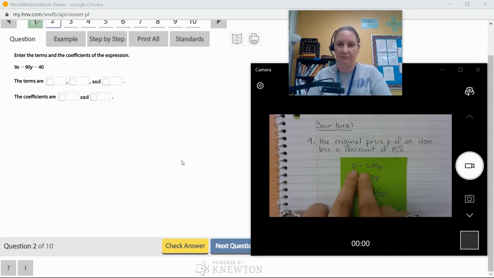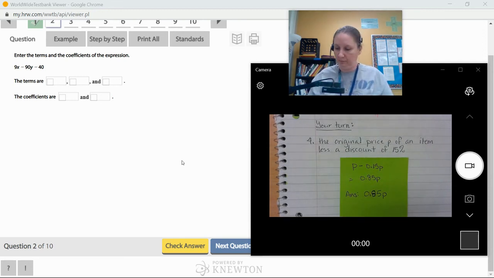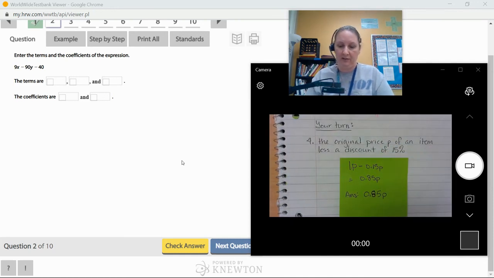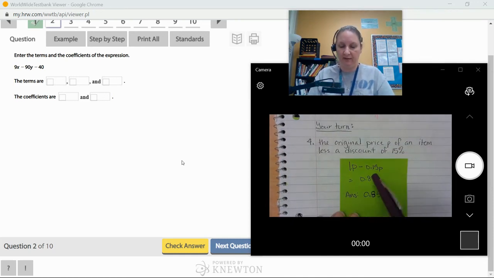But this is not simplest form. We have to first do that subtraction. And remember, P is also 1.0P or 1P. So 1 minus 0.15 is 0.85. So our answer ended up being the simplified form of 0.85P.